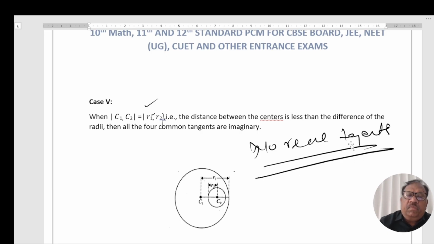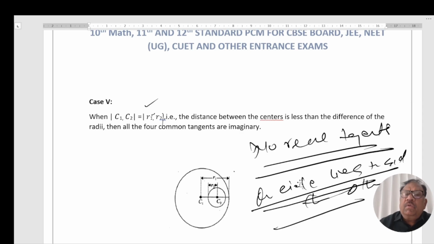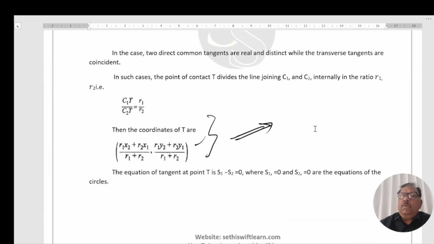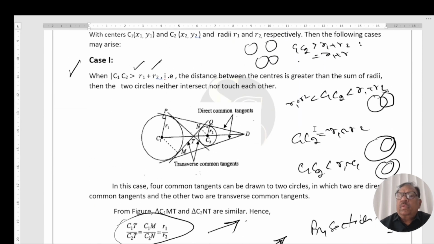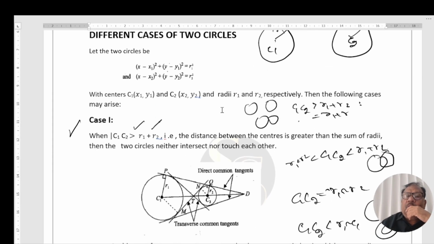No real tangent. One circle lies inside the other. So initially I have discussed the basics. 5 cases are there. 1, 2, 3, 4, 5. Now we have to check internal division or external division. Apply the section formula. The ratio is their radius ratio. Right? Next question.